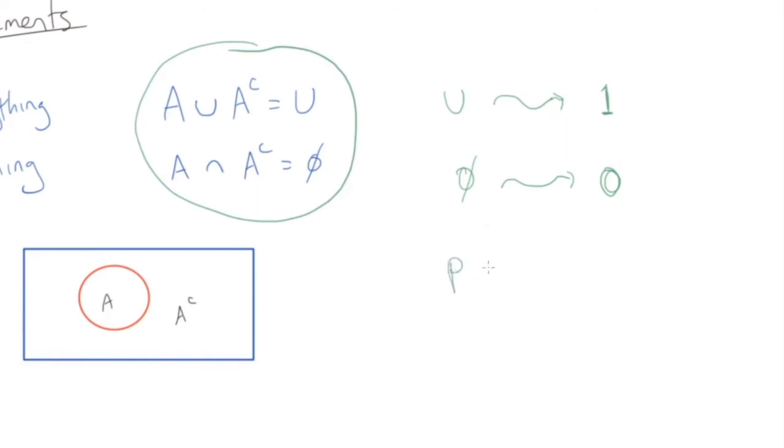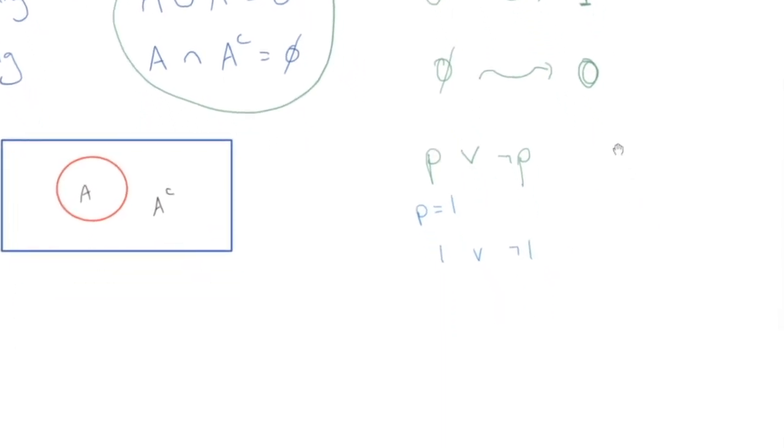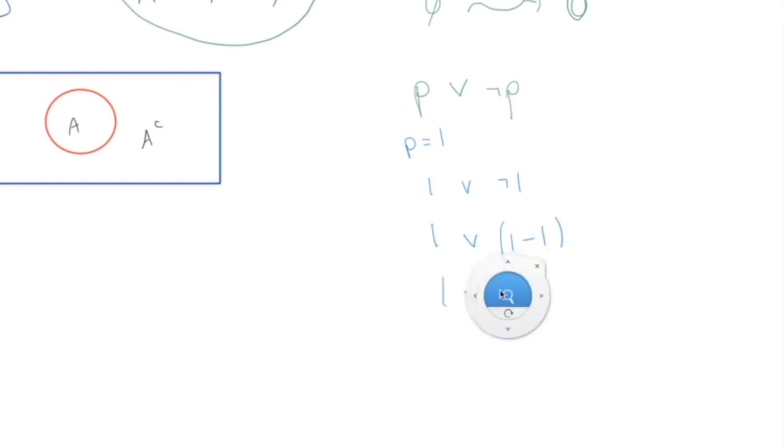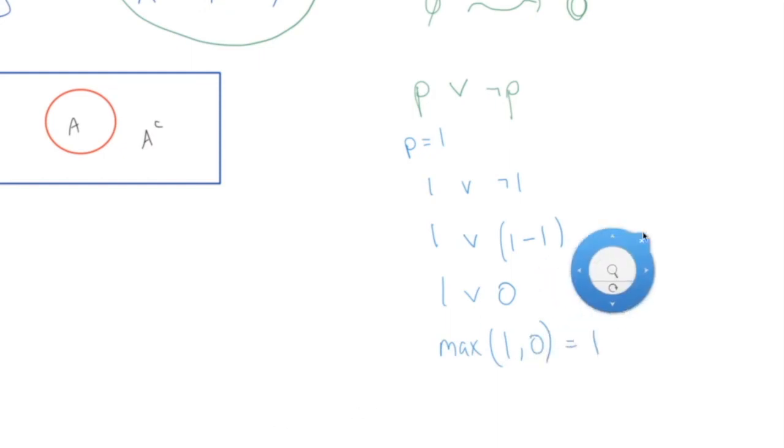So say we've got a sentence P or not P. If P equals 1, then this sentence will equal 1 or not 1. We know not 1 is 1 minus 1, so 1 or 1 minus 1, which is 1 or 0. And then we know that or is the max value of 1 or 0, which equals 1. Okay, so far so good.